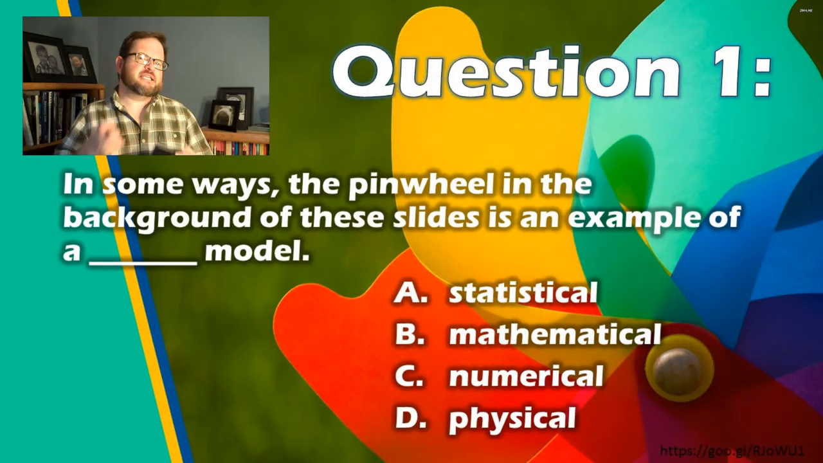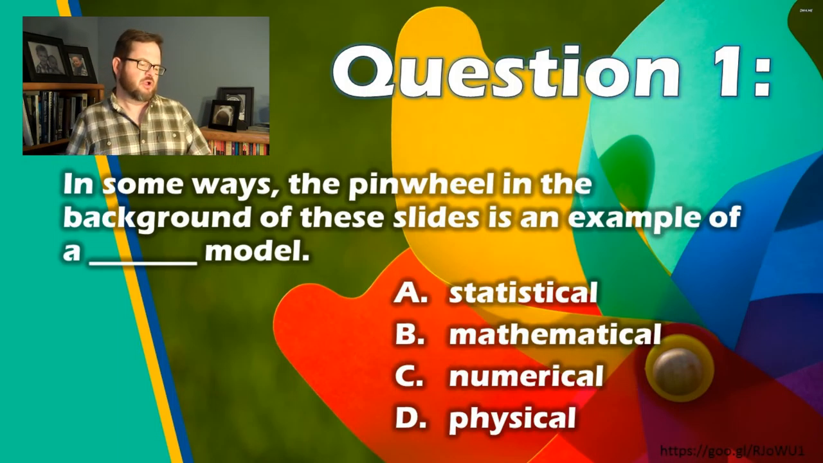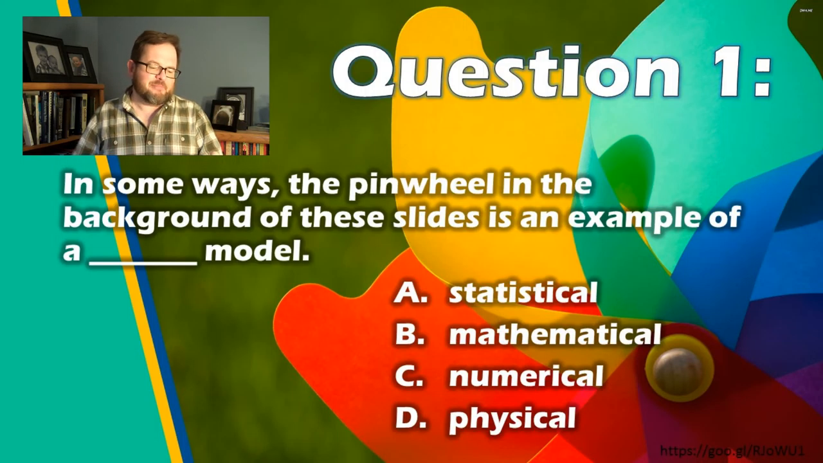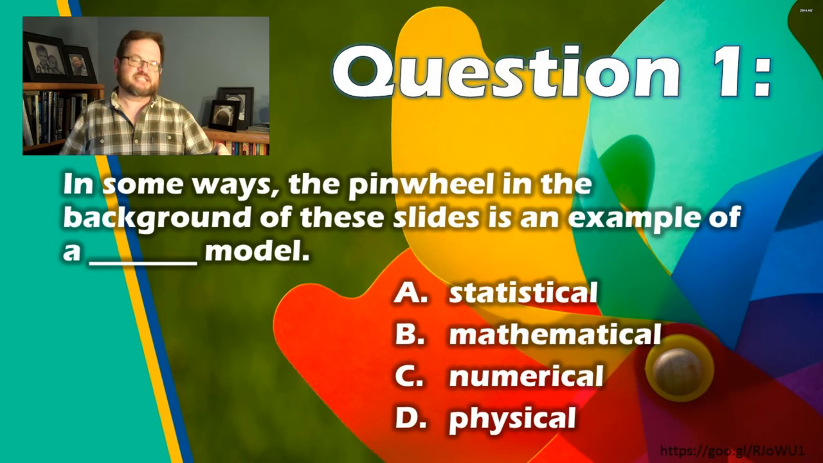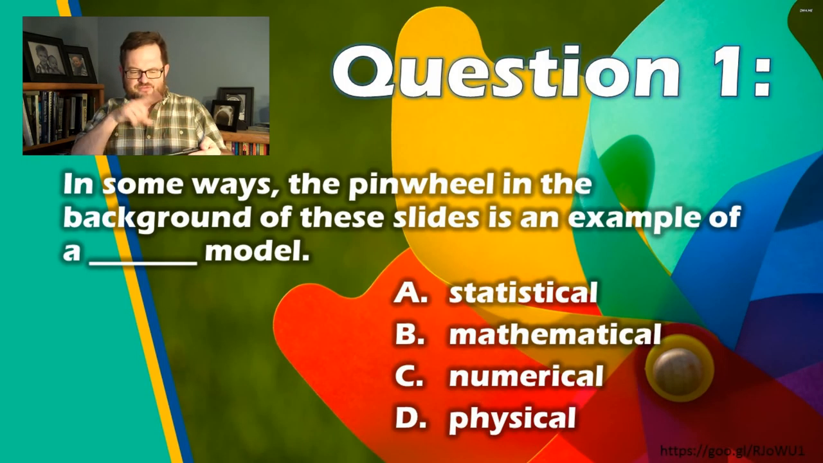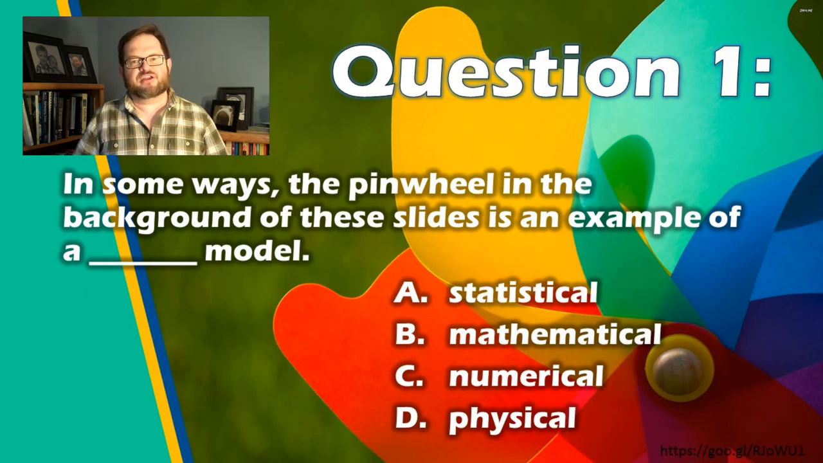Now, before we get into the nitty-gritty of the workflow of a model, let's actually answer two quick questions. Question one. In some ways, that pinwheel that's been in the background of these slides, that's kind of an example of a blank model. Statistical, mathematical, numerical, or physical. That little pinwheel back there, if the wind was blowing, that thing would spin. What kind of model is that? Make a choice from those four options, get a little feedback before you move on to question two.